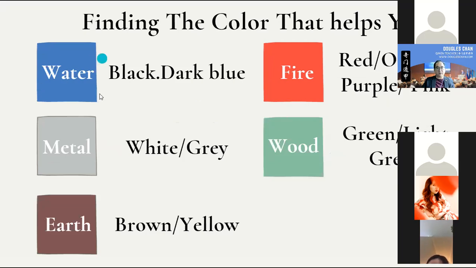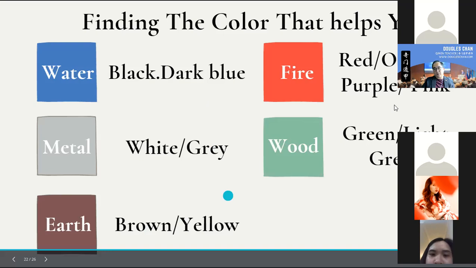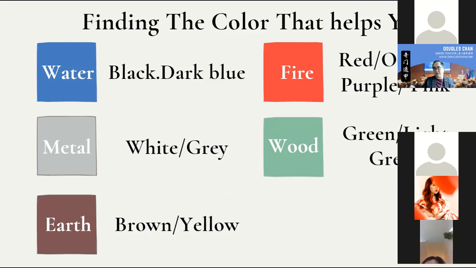If you need water, go for black or dark blue. If you need metal to help you, gray or white, and earth is brown or yellow. Okay, and fire is red, orange, or purple, and wood is green or light green. So based on the category that you want to focus on, find the color that represents you, and then understand which element is going to help you. Then from there, based on this, you will see the color that is going to help you.